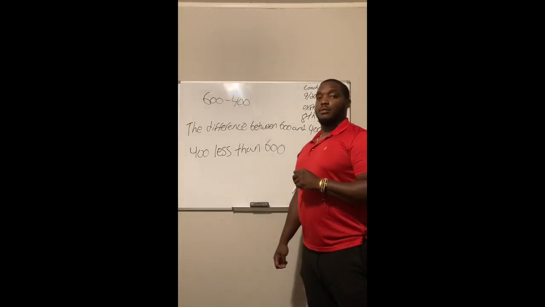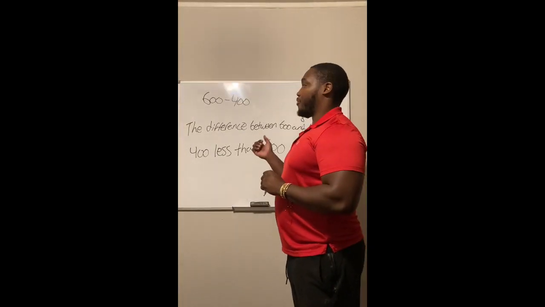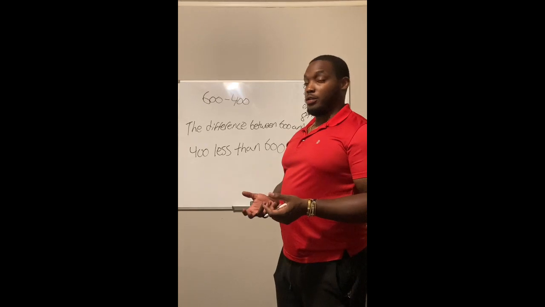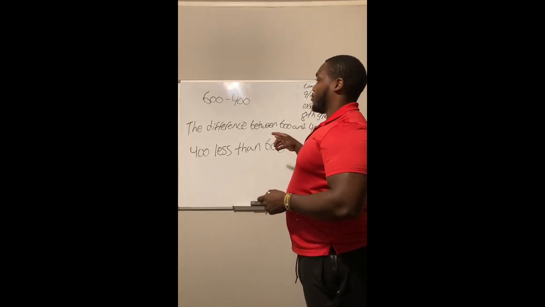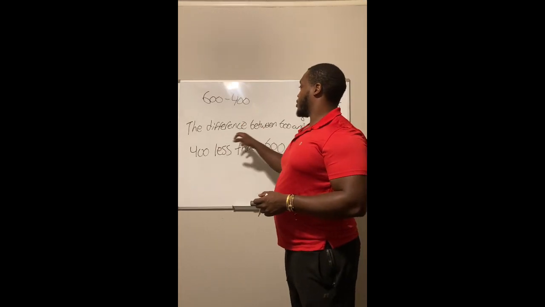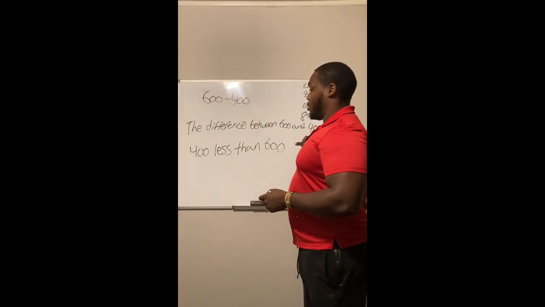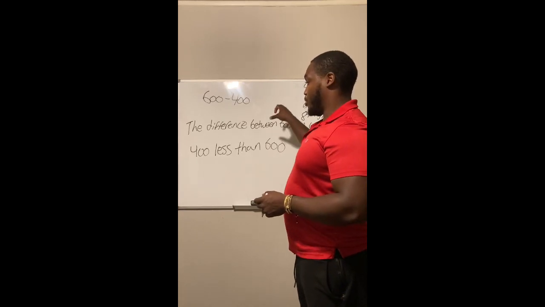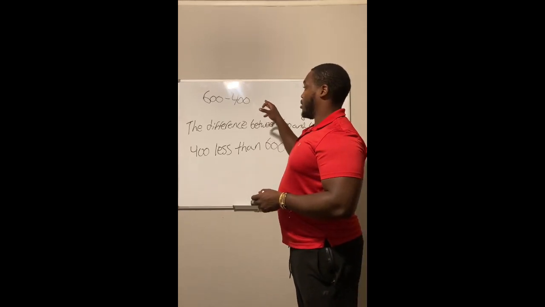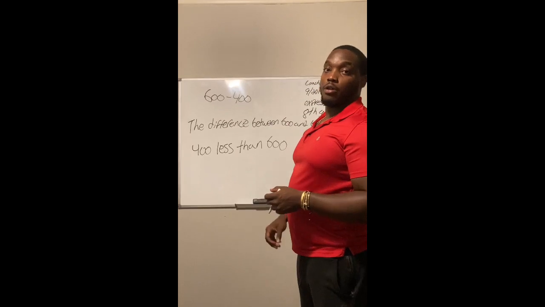So now, taking another mathematical operation and writing an expression, both of these answers are acceptable. You can express this as the difference between 6 and 400, or 400 less than 600. So both of these expressions could express this mathematical operation.